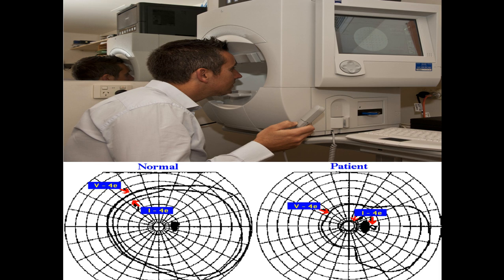So this is the perimetry test, where we can observe the visual field loss. In a normal patient, if you see, there is no visual field loss, but in a patient with glaucoma, you can observe visual field loss here.